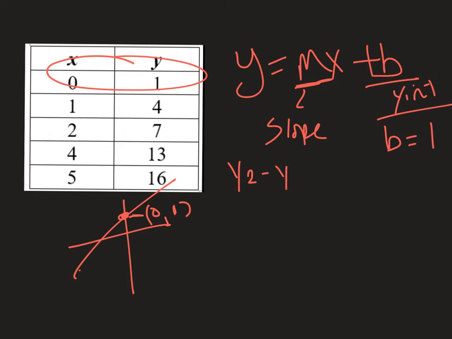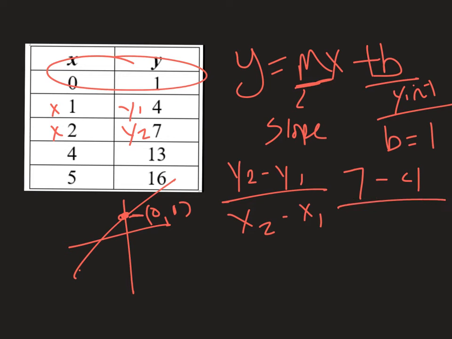y2 minus y1 over x2 minus x1. You can pick any point or points on your table. I try to stay away from anything that has a 0, so I'm going to go here as my x1, that's my x2, here's my y1, and this is my y2. So the formula is y2 first, so that's 7 minus 4, again y2 minus y1, 7 minus 4 on top. The bottom is going to be 2 minus 1, again x2 minus x1.